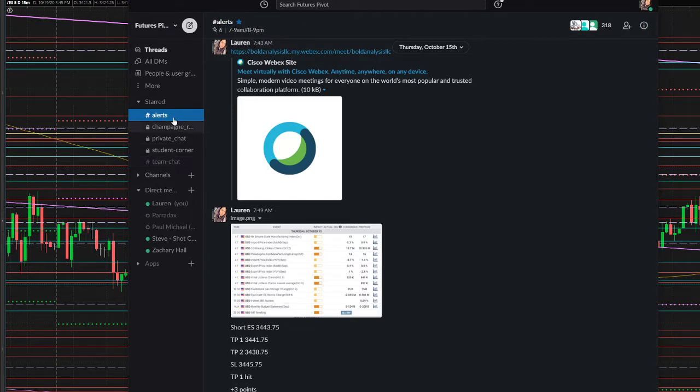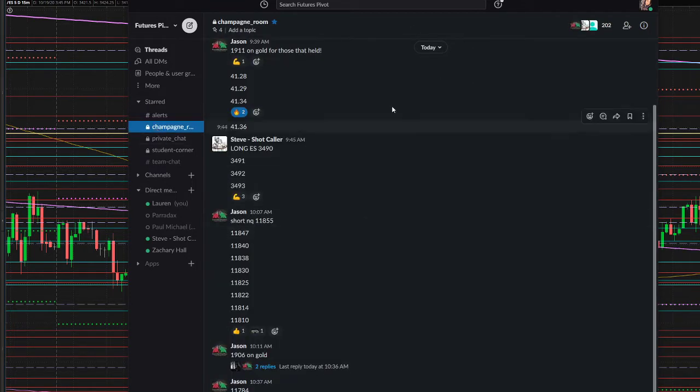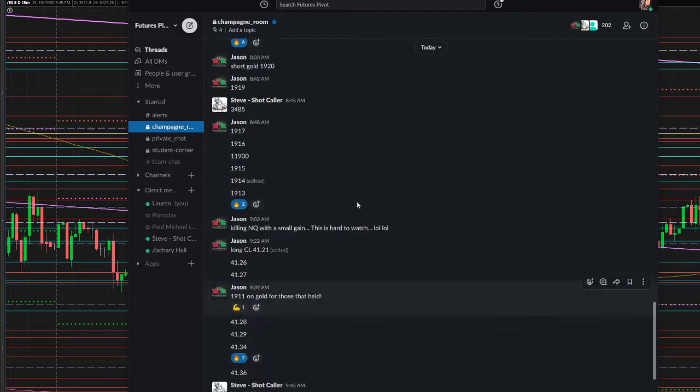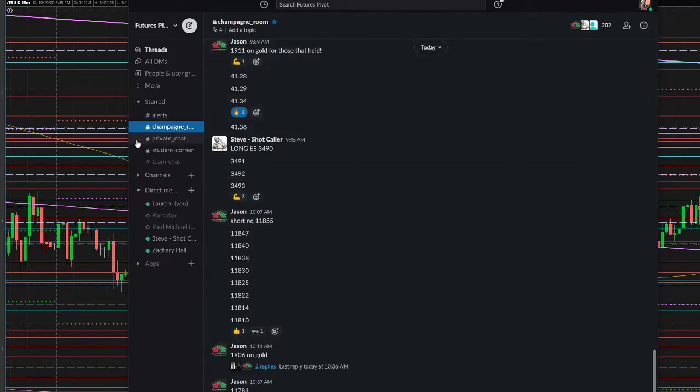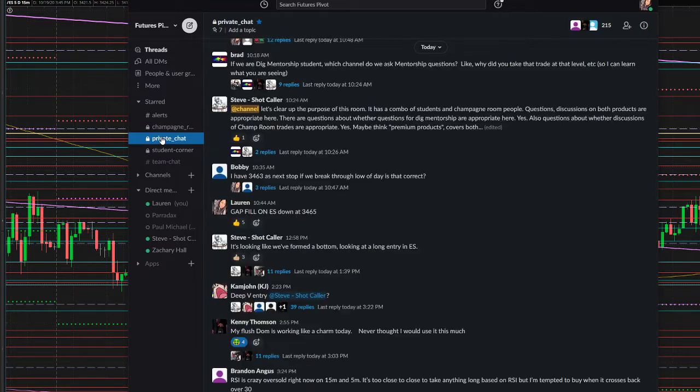These are the channels. I have certain channels starred. These are all of the channels. So this is the alert channel. This is where I give my alerts in the standard room every morning and evening. We'll go through what it looks like in a minute. This is the champagne room where we give the alerts for the champagne room. Steve and Jason do that currently. Then we have the private chat.